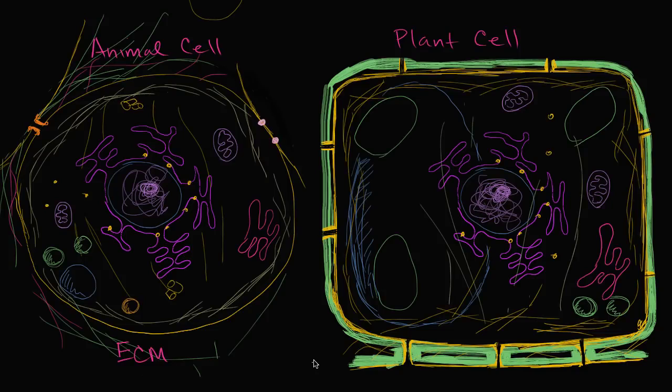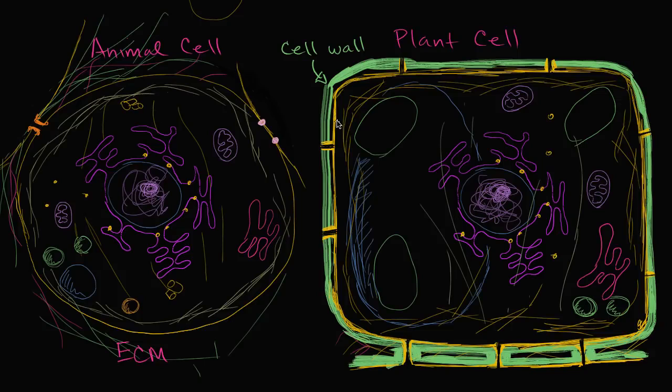Now, when we think about the extracellular matrix for a plant cell, we also think about some of the components that are involved in the actual cell wall. The cell wall is a key difference between plant and animal cells. The cell wall is going to be in a plant cell. Animal cells don't have cell walls.